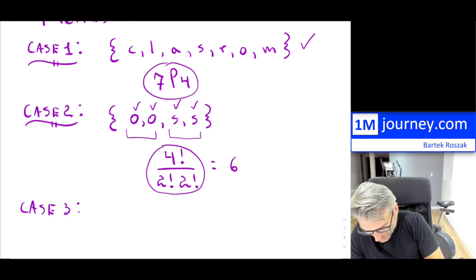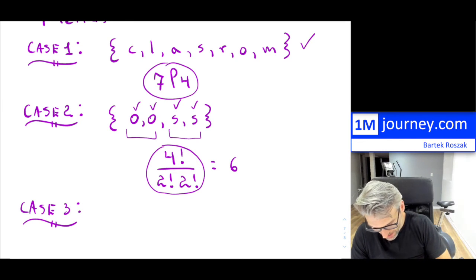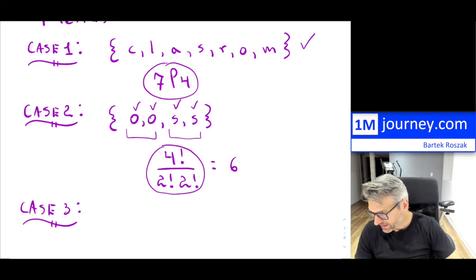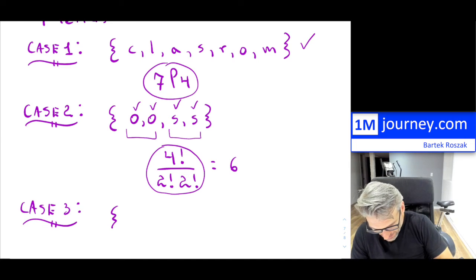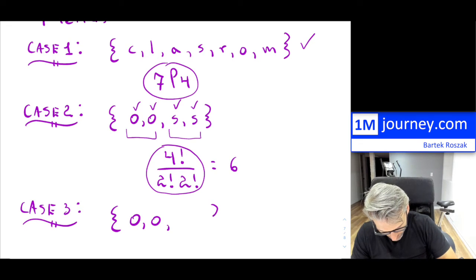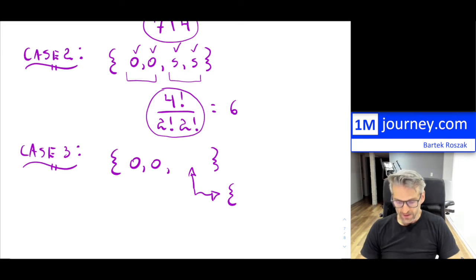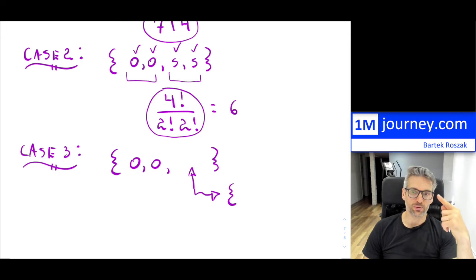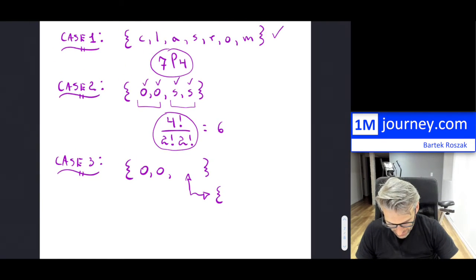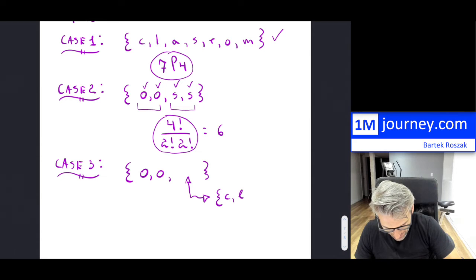So case number 3, and this is kind of what you would have to go through: in the next one, what if I was repeating only the O's? What if I only repeated the O's? And now the rest of the letters that I would have, what else is remaining? That means all the other letters could only happen once. So that would have been the C, the L, the A, the S, the R, and the M.